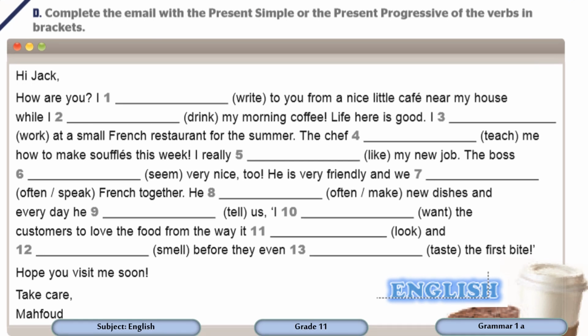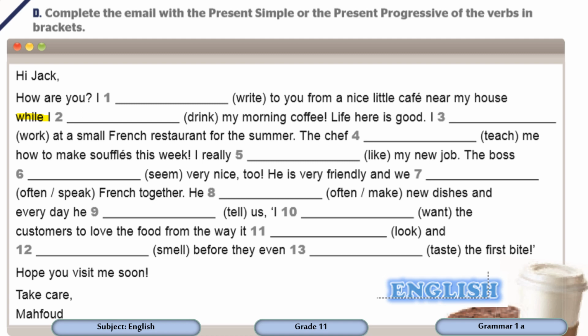Now let's wrap up our lesson with this activity. D, page 11. Complete the email with the present simple or present progressive of the verbs in brackets. So let's read the email together. Hi Jack, how are you? I write to you from a nice little cafe near my house while I drink my morning coffee.